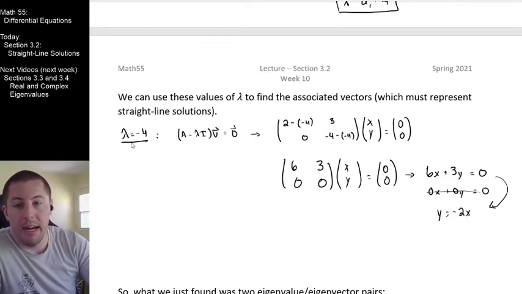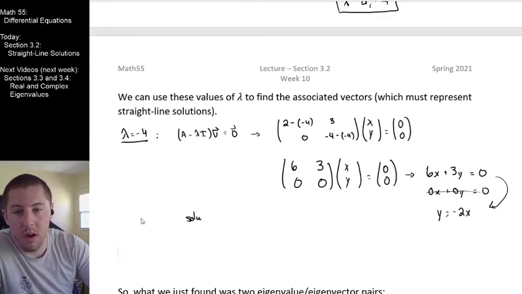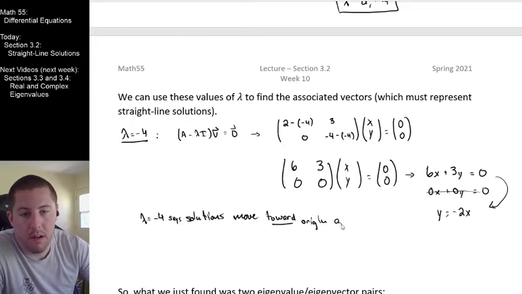Right? And given that lambda equals negative 4 was negative, that says to me, let's say lambda equals negative 4 says solutions move toward the origin. We're decaying towards the origin along y equals negative 2x.